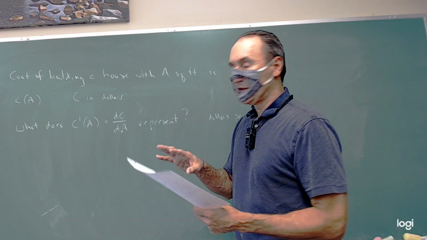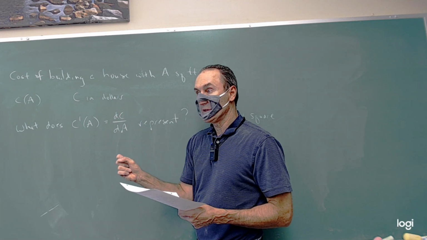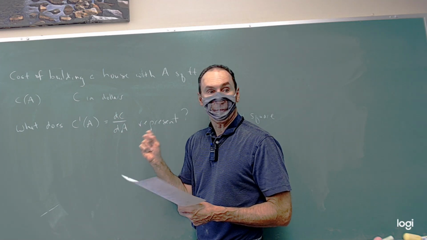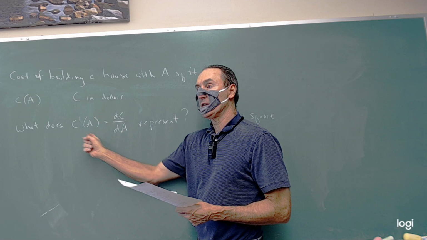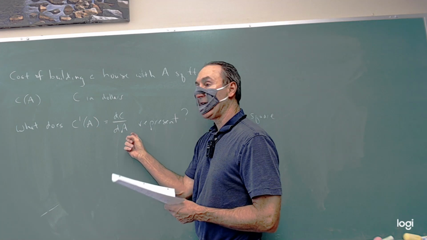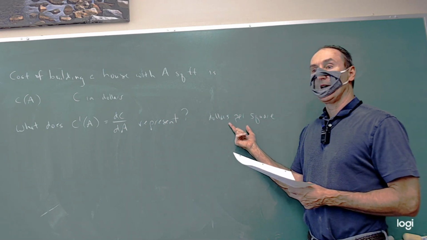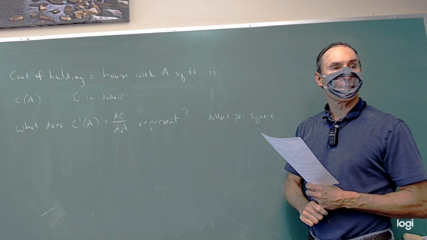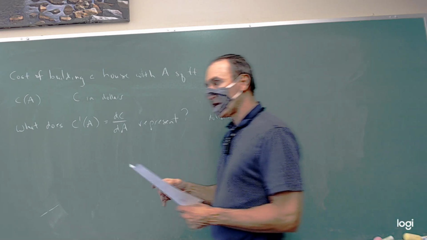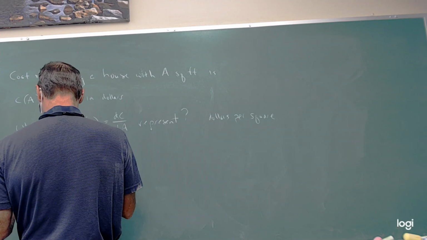So one thing that we'll see, and it's early on in the game, a derivative is always a rate of change. It's a rate of change. So it's the rate of change of the cost per square foot. So if this is a positive number, which I think would have to be, then what's that cost per square foot? So let me give you an example with numbers in it, and we'll see how we can tease that out a little bit more.